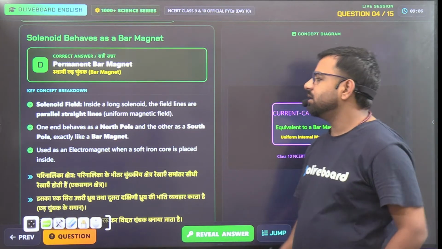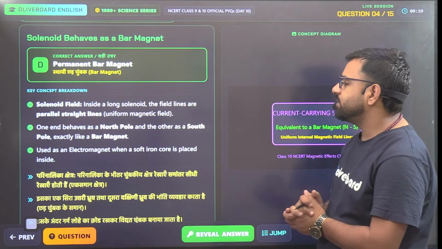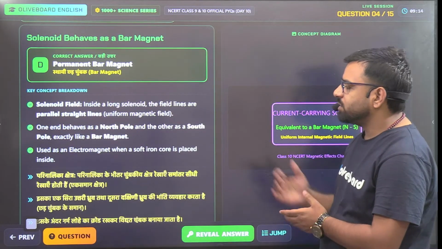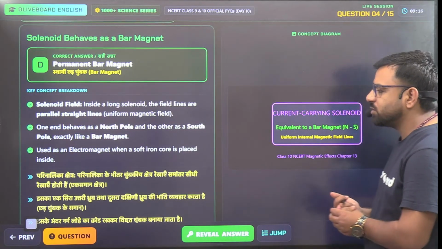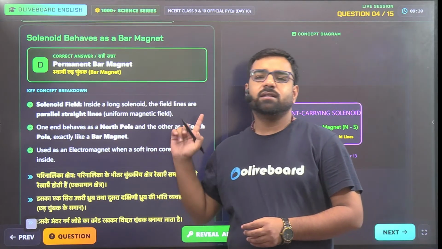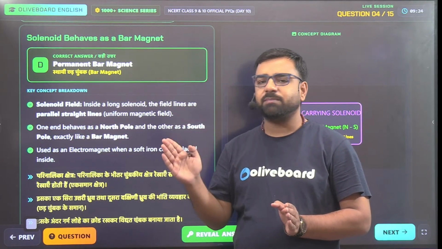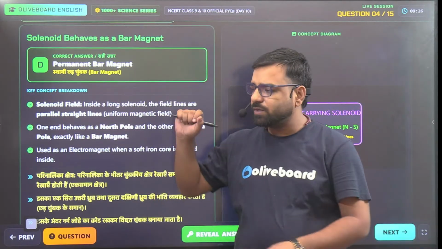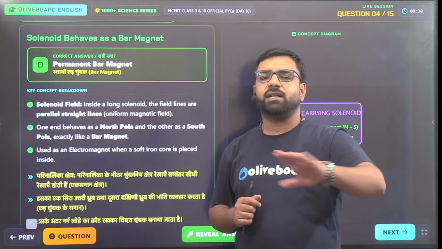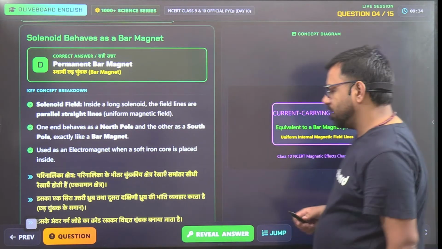So yes, solenoid field. Inside a long solenoid, the field lines are parallel straight lines. One end behaves as a north pole and another as a south pole, exactly like a bar magnet. So it's used as an electromagnet when a soft iron core is placed inside. And one more thing, this magnet acts as a temporary magnet because only when the current is supplied does it act like a magnet. Once the current supply is cut, it won't act as a magnet, right? So it was about electromagnet.